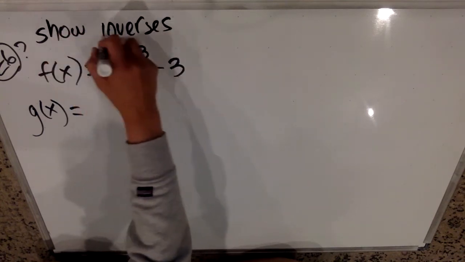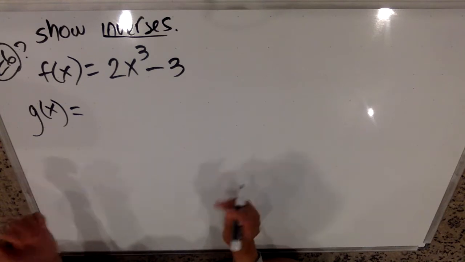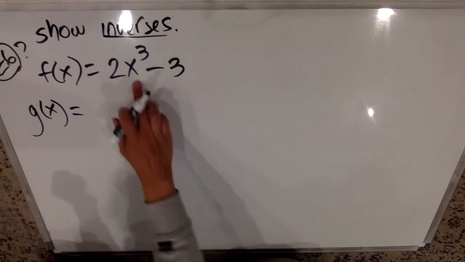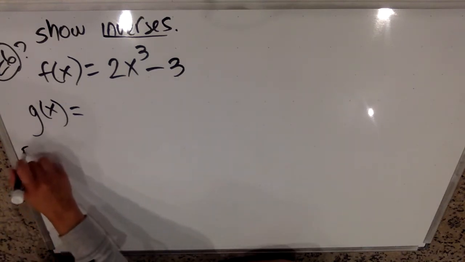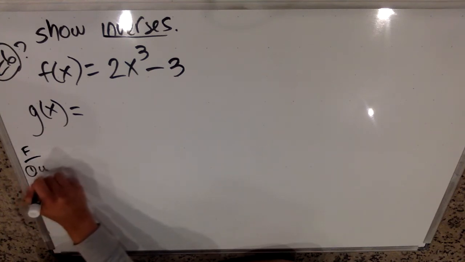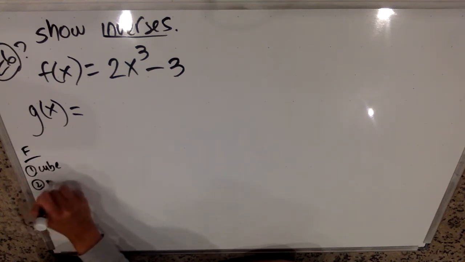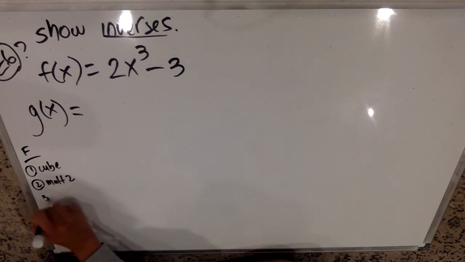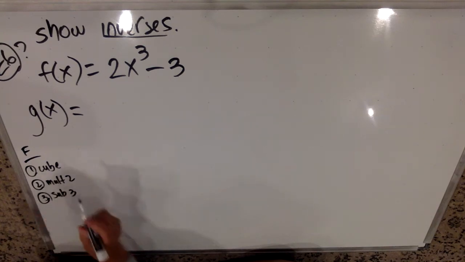Now I'm going to walk you through how I'm going to come up with this in my head. You don't have to do that, but it's kind of worth doing. I think to myself, what's f doing? 1, it's going to cube things. 2, it's going to multiply by 2. And 3, I'm going to subtract 3, right?